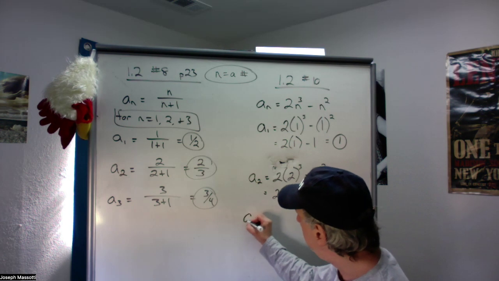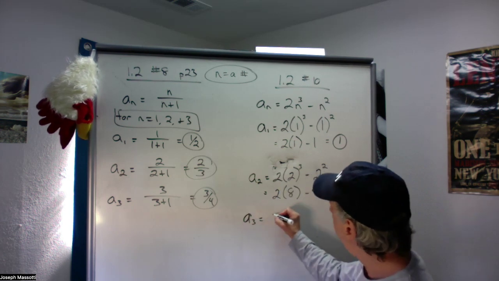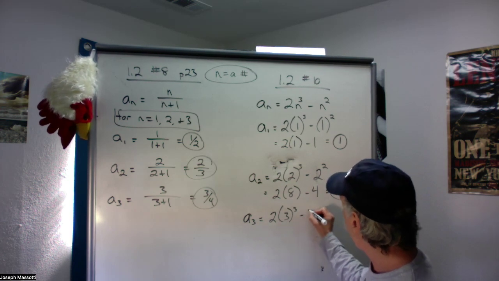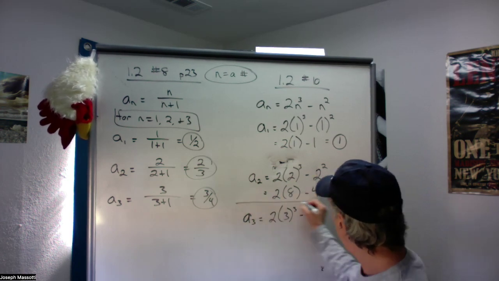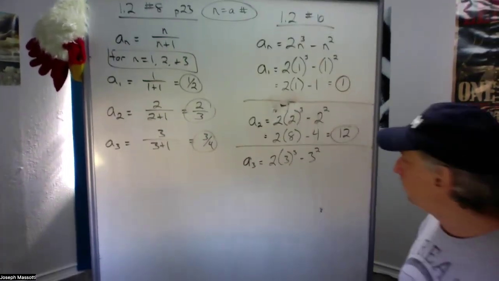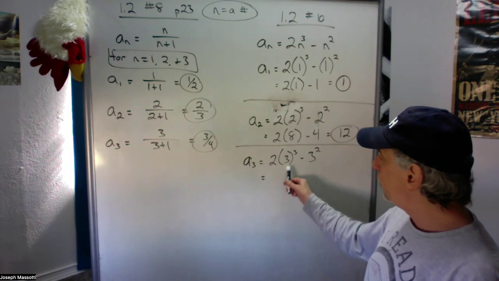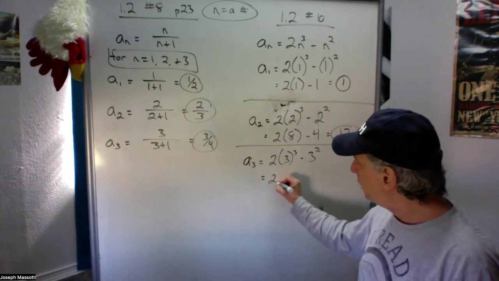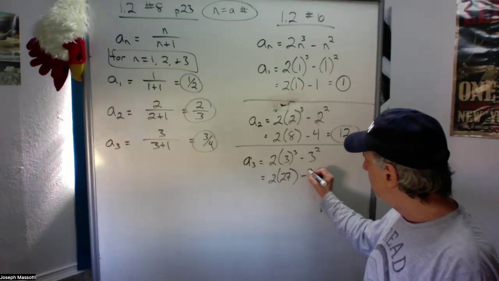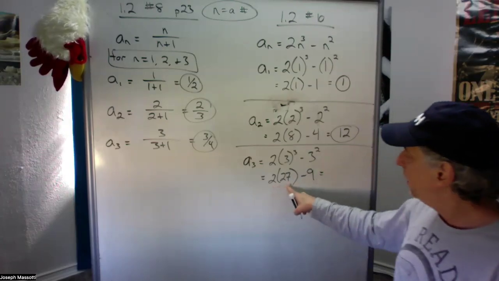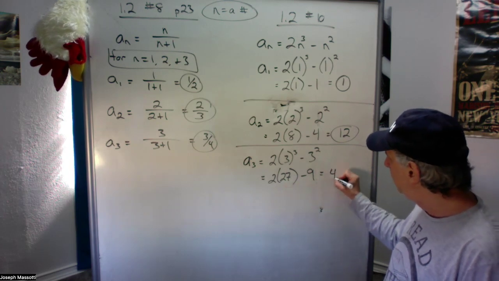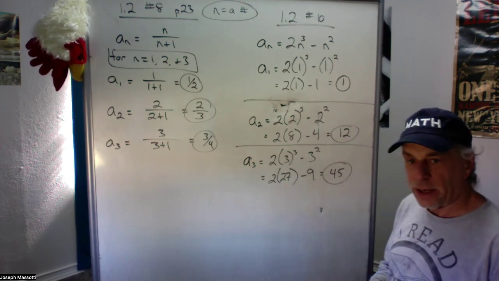We put 3 in. We're getting 2 times 3 cubed minus 3 squared. 3 cubed is 3 times 3 times 3, so that's 27. 3 squared is 9. 2 times 27 is 54. 54 minus 9 gives us 45.